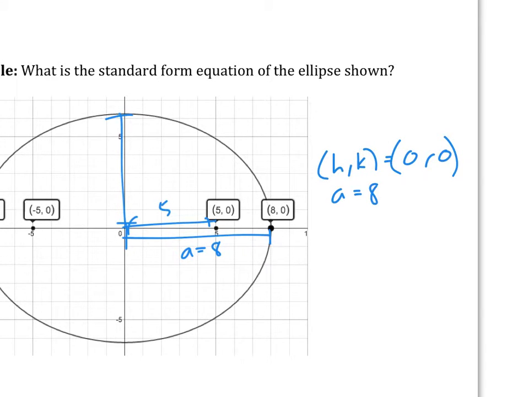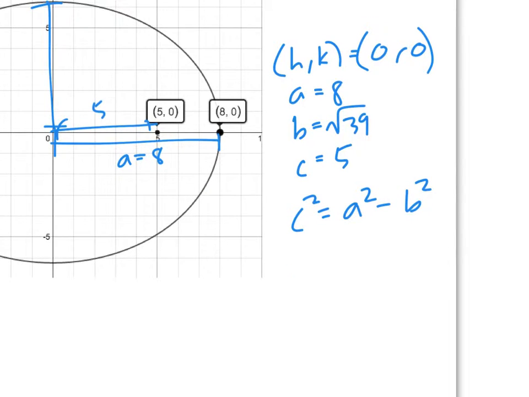A is 8, B is don't know, C is 5, so then C squared is equal to A squared minus B squared. That means B is a very weird number, square root 39. Okay, so then the answer is x squared over the longer axis is x, so that's the 64, plus y squared over 39 equals 1. All right, let us move on to hyperbola.